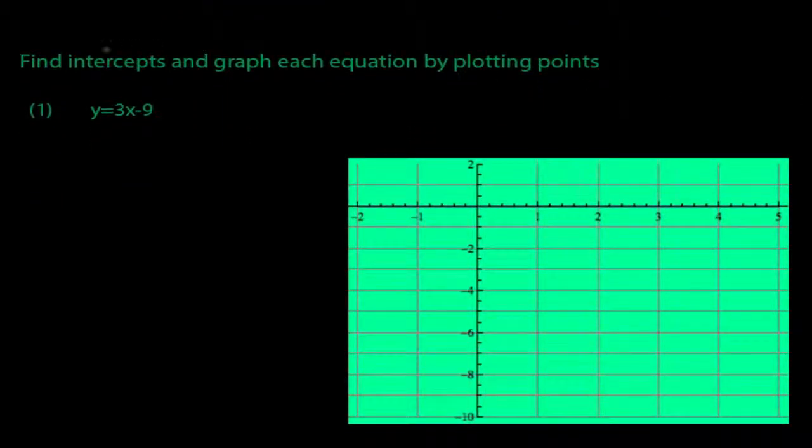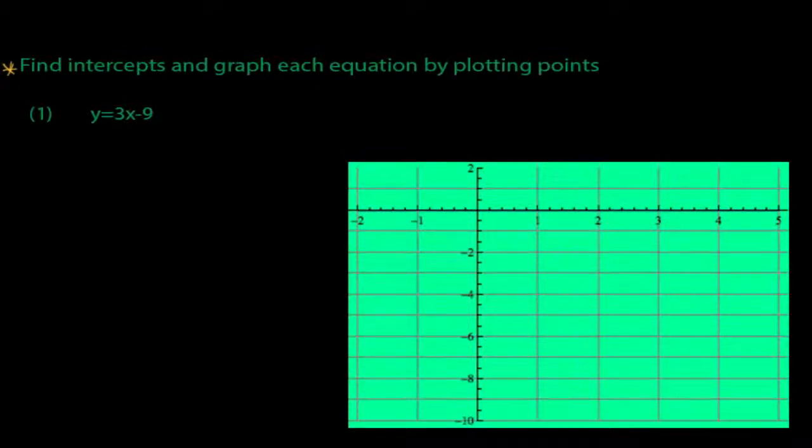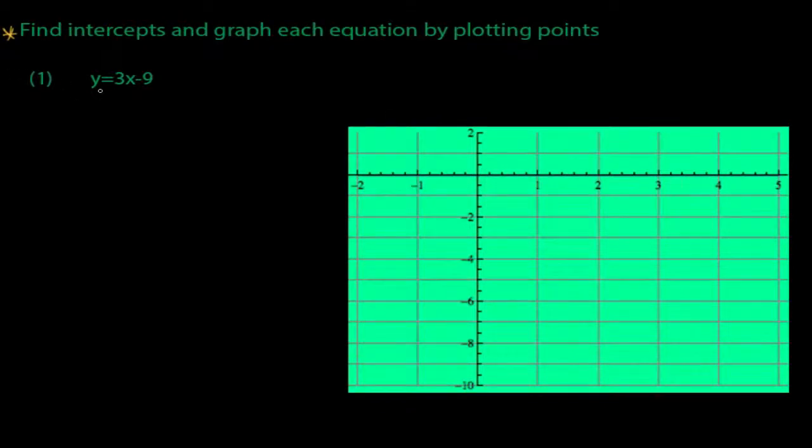The question we'll be dealing with today says we should find the intercepts and graph each equation by plotting the points of the intercept. The first equation we have here is a linear equation, which is y equals 3x minus 9. We are told to find the intercept. Since it's a Cartesian plane, a two-dimensional plane, the kind of intercept we intend to find is just the x-intercept and the y-intercept.